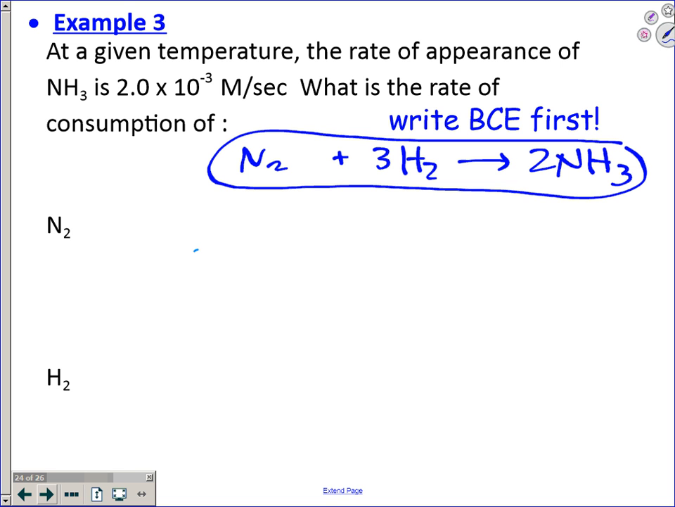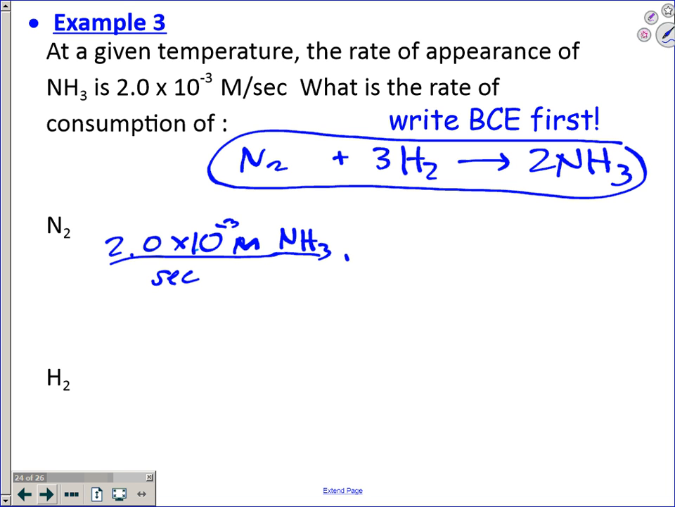So the rate of formation or appearance is 2.0 times 10 to the negative 3rd molar per second. And this is with regard to ammonia. You guys can tell me what's the relationship between ammonia and nitrogen. 1 to what? 1 to 2, right? Okay, so if you're forming at this rate, what do you think the rate of disappearance would be for nitrogen? More or less than this? Less, because for every 2 of these formed, you're only using up 1 of these, right? So how much less? 1/2, right?